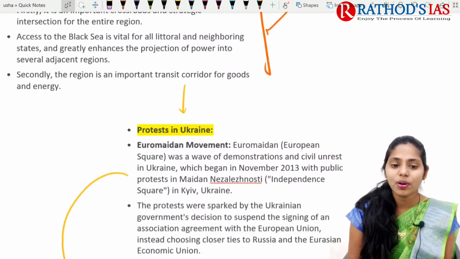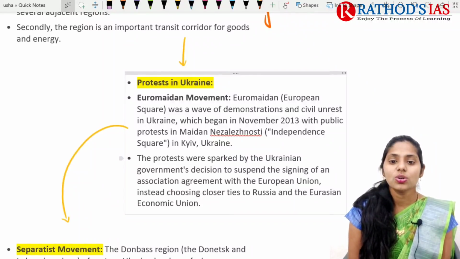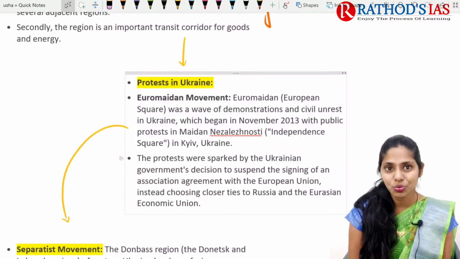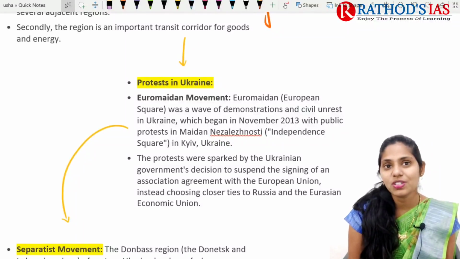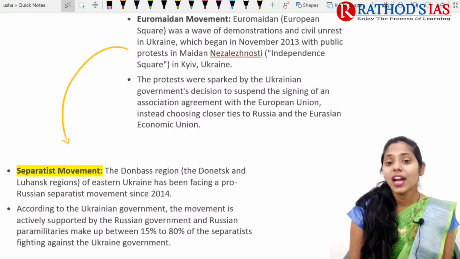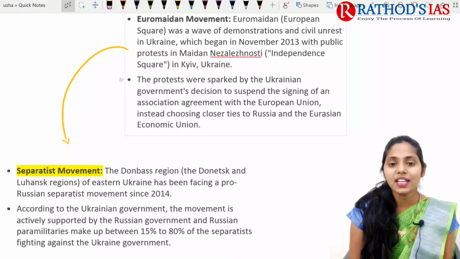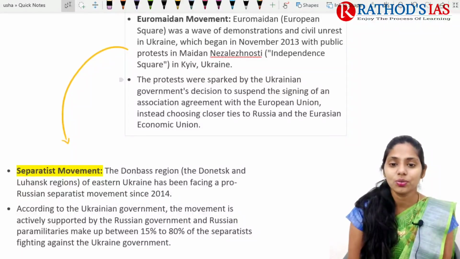If you are talking about protests in Ukraine, there is one famous movement, the Maidan movement. Maidan means nothing but European Square. It demonstrated the civil unrest in Ukraine, shown by the Ukrainian people. These protests were sparked by the Ukrainian government's decision to suspend the signing of an association agreement with the European Union.